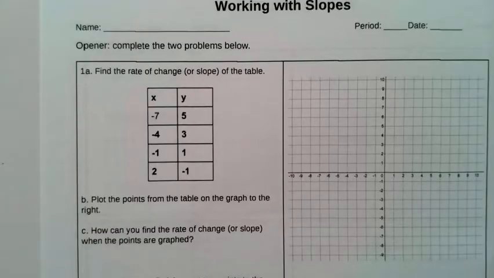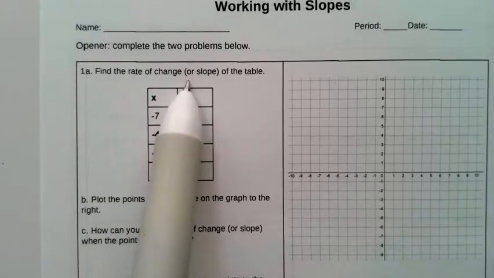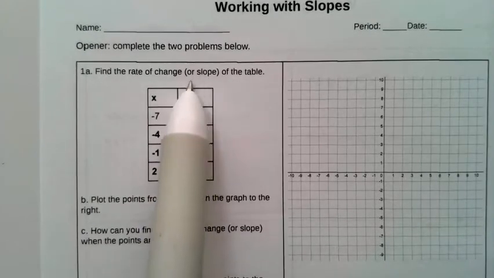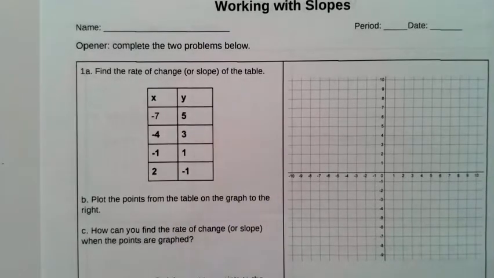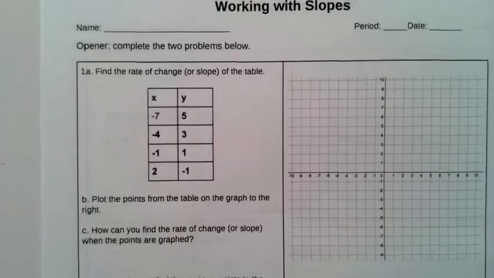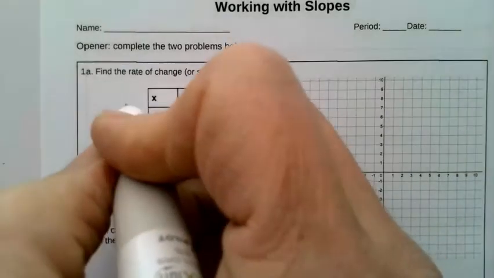Today we're looking at Unit 2, Lesson 3, Working with Slopes. To find the rate of change, which we're talking about today and which is also called the slope of a table, is what you did in the last unit. You do it just the same way.